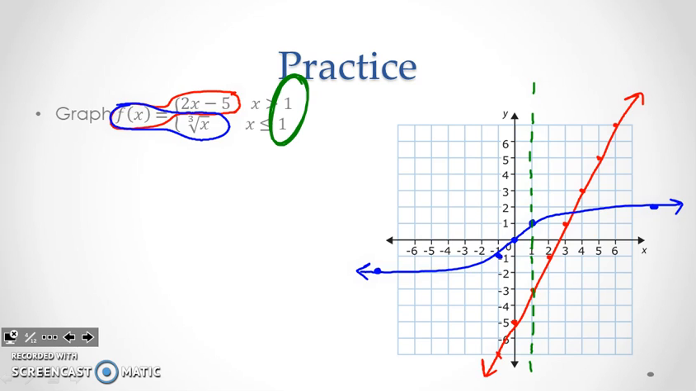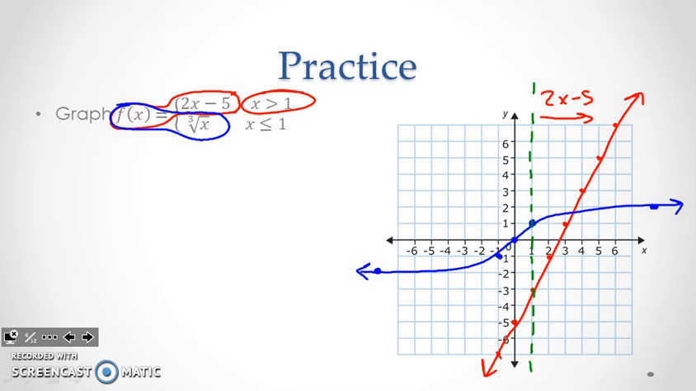Again, I'm going to ask myself, what function do I need on the left side? What function do I need on the right side? Well, if we look, the top one is x greater than 1. I've got numbers like 6, 5, 4 on the right side. Those are all numbers that are greater than 1. So that means that on the right, I need my red function, my 2x minus 5.